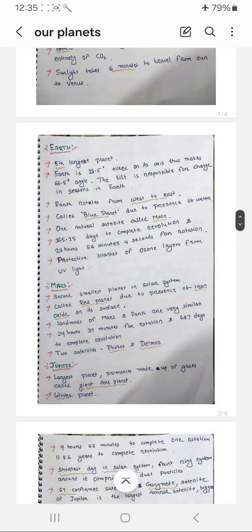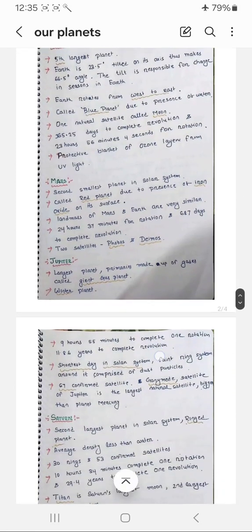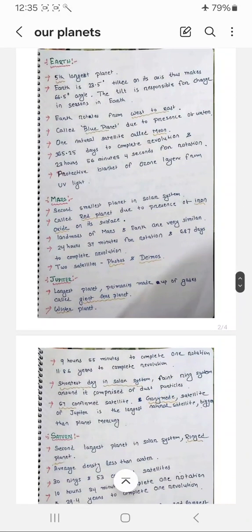Then comes the planet Earth, our own planet, and it is the most beautiful planet in the solar system. It is also called the blue planet due to the presence of water. It is the fifth largest planet in the solar system. Earth is tilted 23.5 degrees on its own axis and makes a 66.5 degree angle, due to which there is a change in seasons on Earth. Earth has one natural satellite, that is the moon.